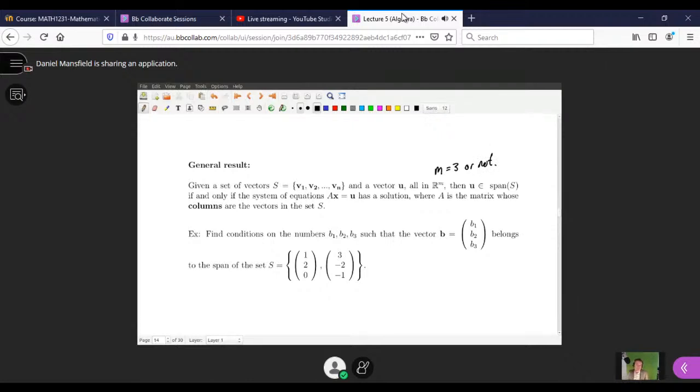Then U is in the span of S if and only if this system of equations, AX equals U, has a solution. That's a strange way of saying it. What was A? Oh my goodness, what was A? A is the matrix whose columns are the vectors of S. I mean, this is just a compact way of saying all the stuff that we've done already.